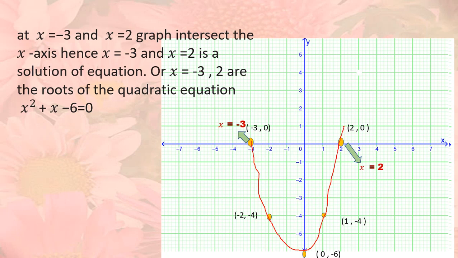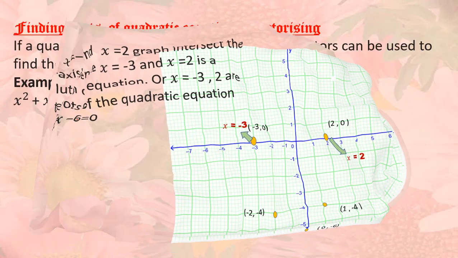So we can say x is minus 3 and x is equal to 2 are the roots of the quadratic equation x square plus x minus 6 is equal to 0. So this is the graphical representation of the quadratic equation. Now let us solve this quadratic equation for its roots using the factorization method.